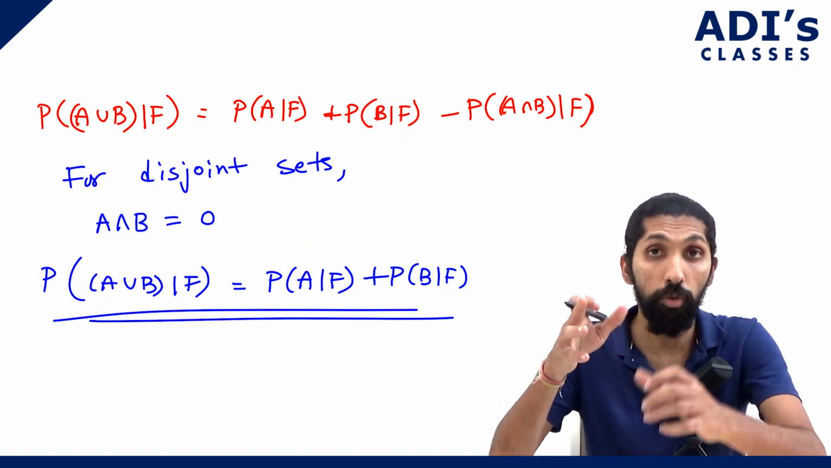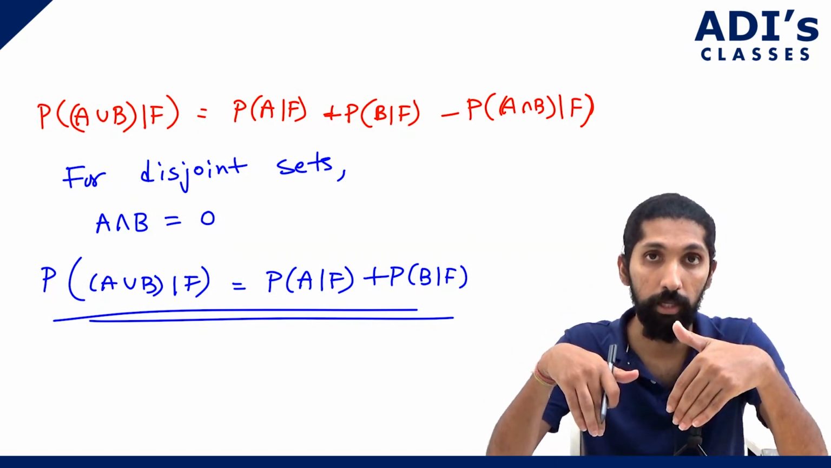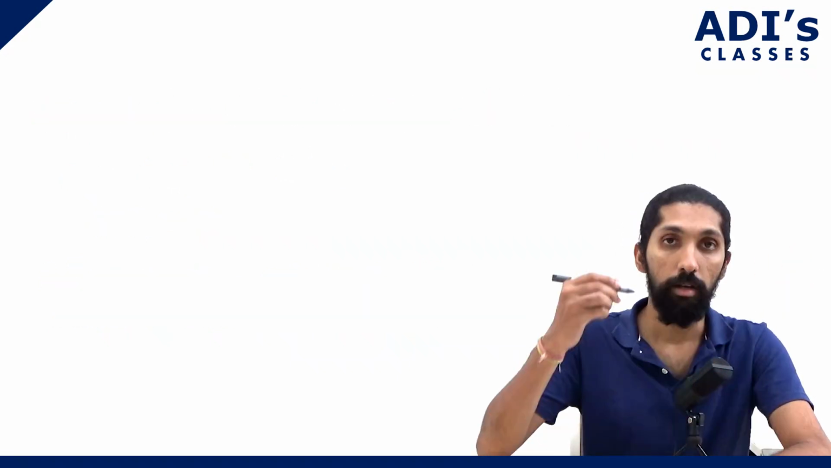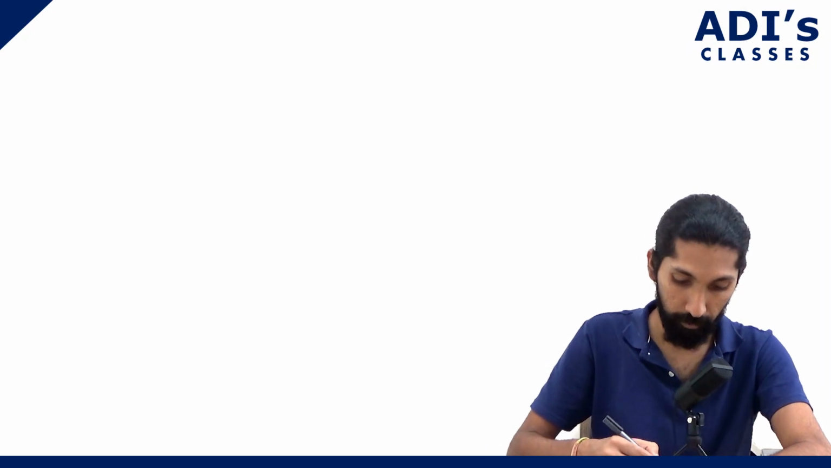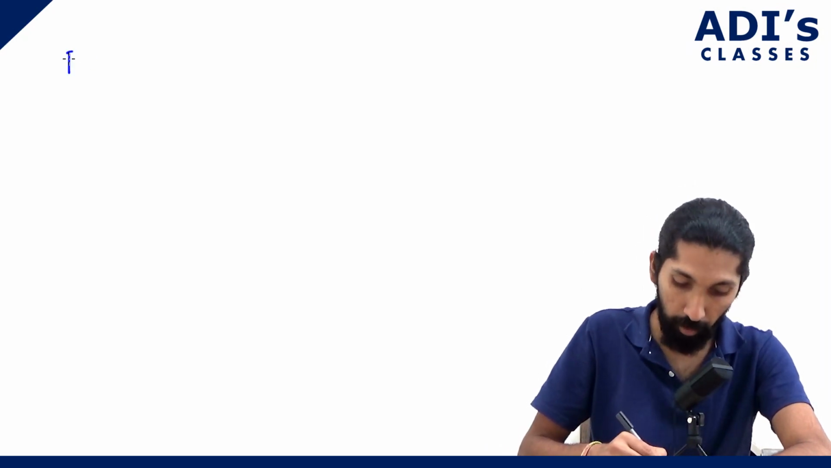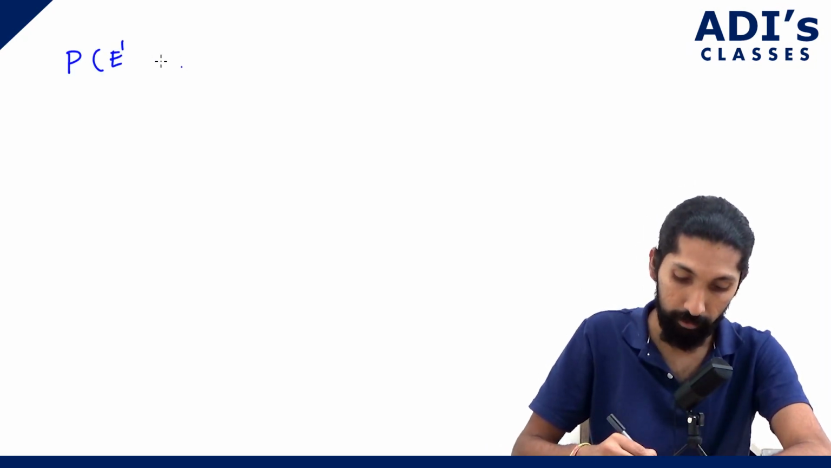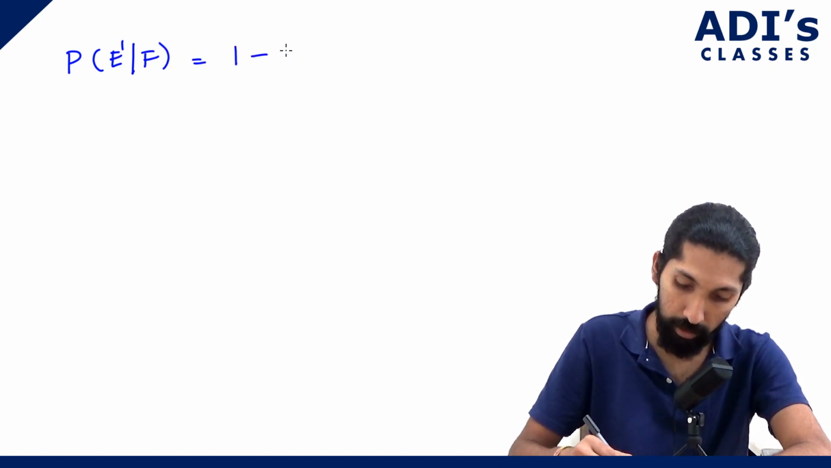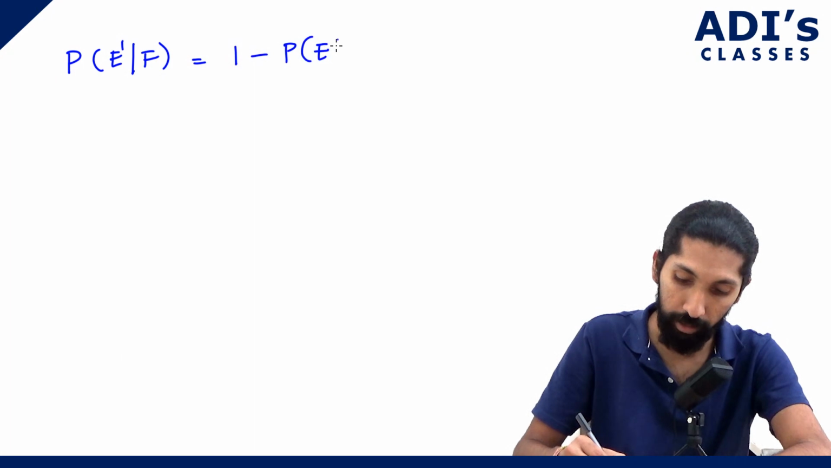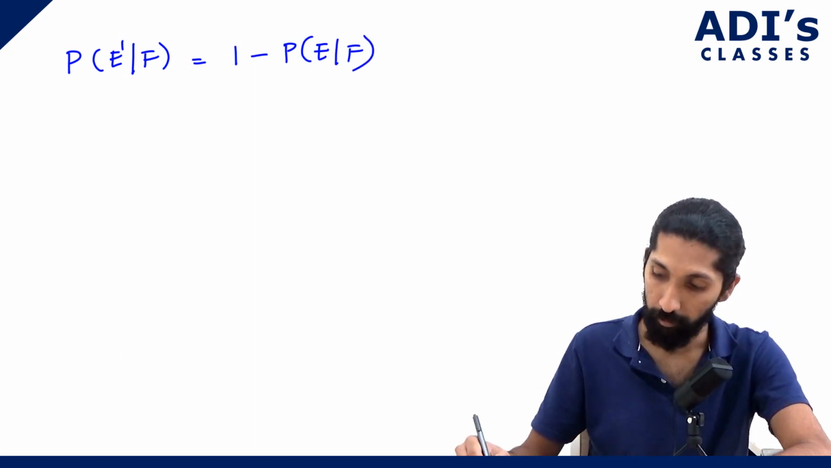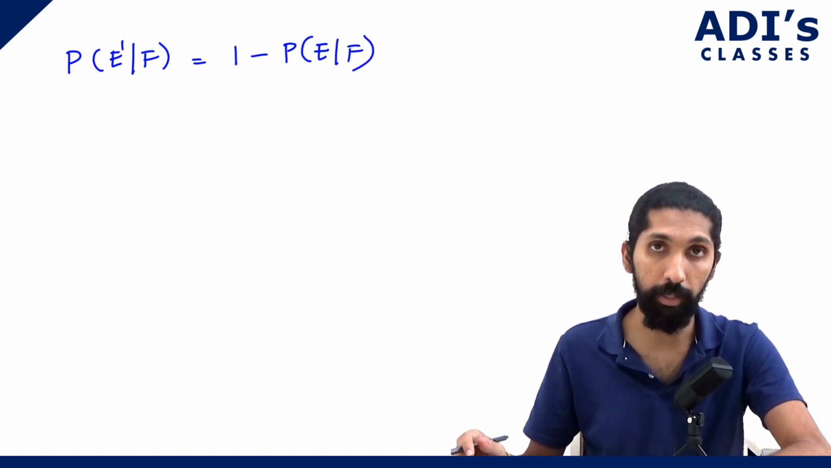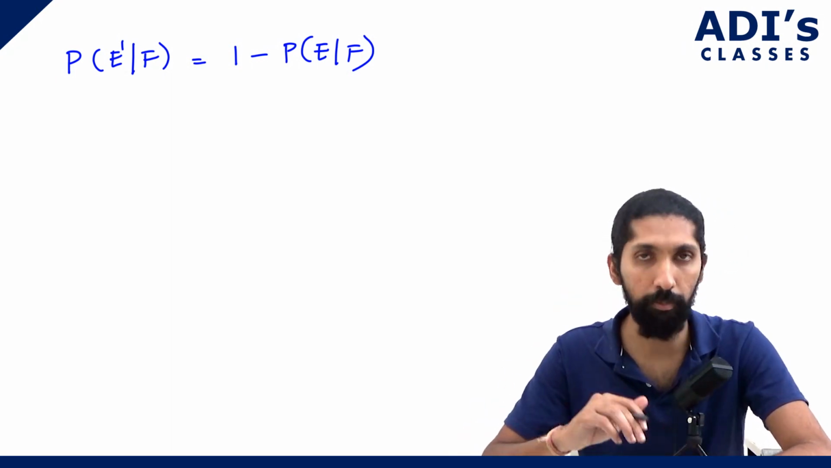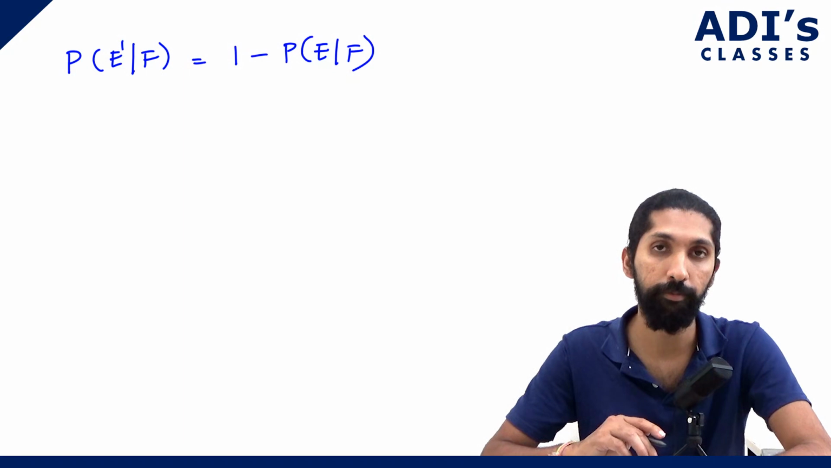Fair enough? We are going to make use of this and do the third property now. The third property is P of E complement given F is equal to 1 minus P of E given F, where of course you know the meaning of complement. We have to prove this, and it is a very simple, direct proof.